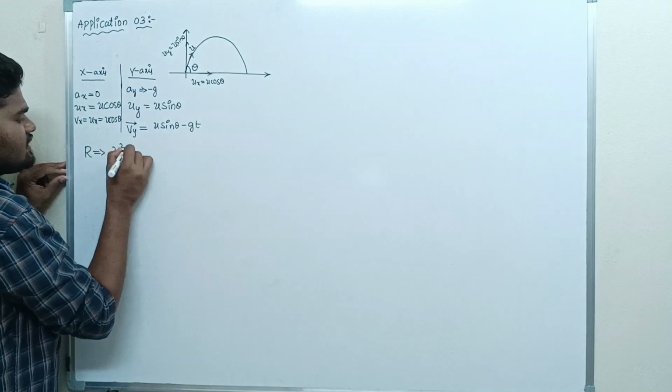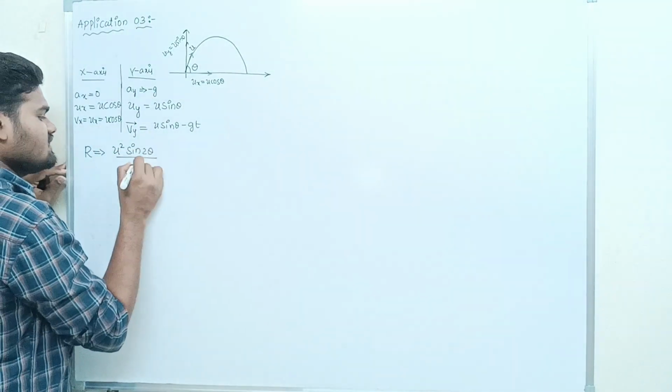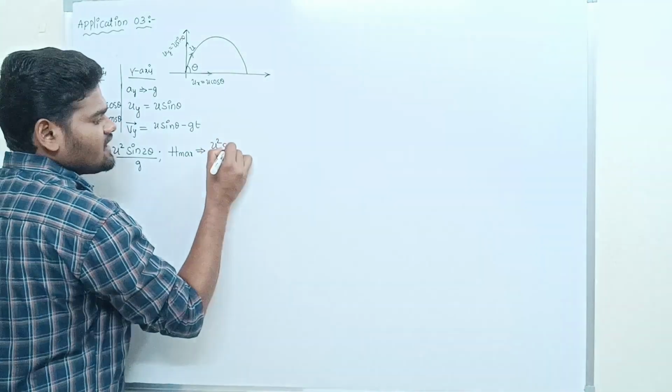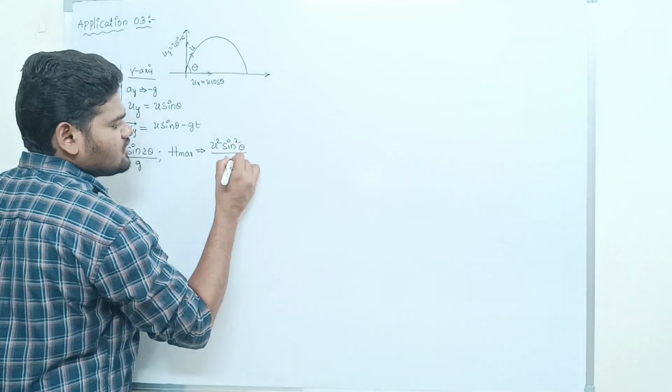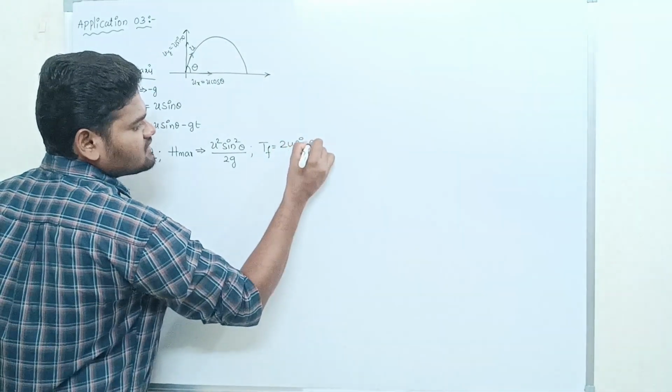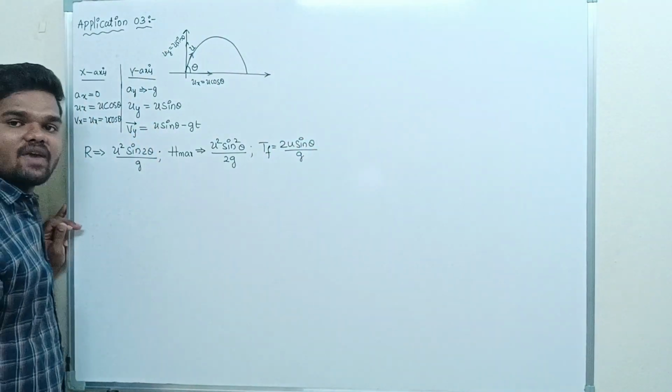So range is nothing but u square sin 2 theta by g. Maximum height is u square sin square theta by 2g. Next, time of flight, tf is equals to 2u sin theta by g. So these are the formulas for range, maximum height, and time of flight.